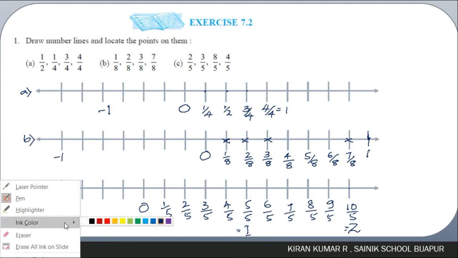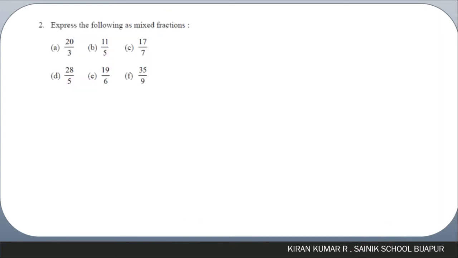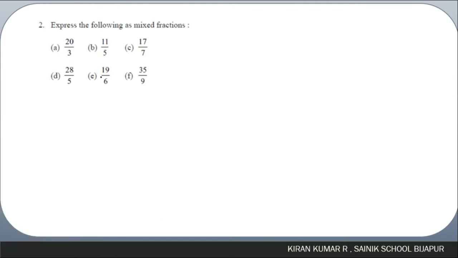We are asked to mention the numbers 2 by 5, 3 by 5, 8 by 5, and also 4 by 5. All the numbers have been mentioned. Let's look at the second question. In the second question, we have to express the given fractions as mixed fractions. Remember, all the fractions which are given are improper fractions. We need to express them as mixed fractions. Let me take one by one.